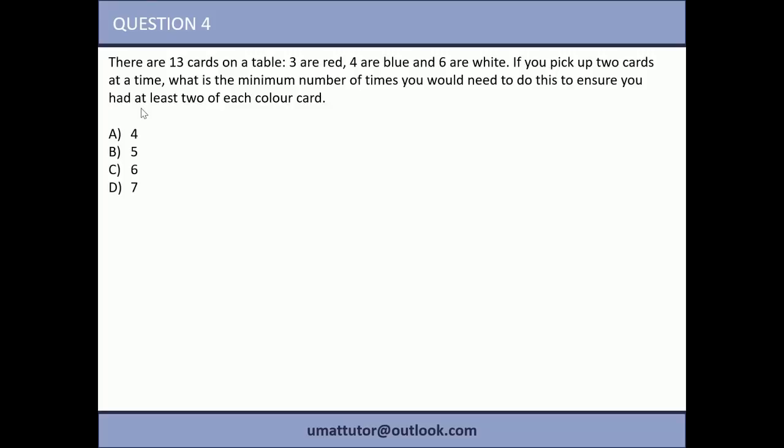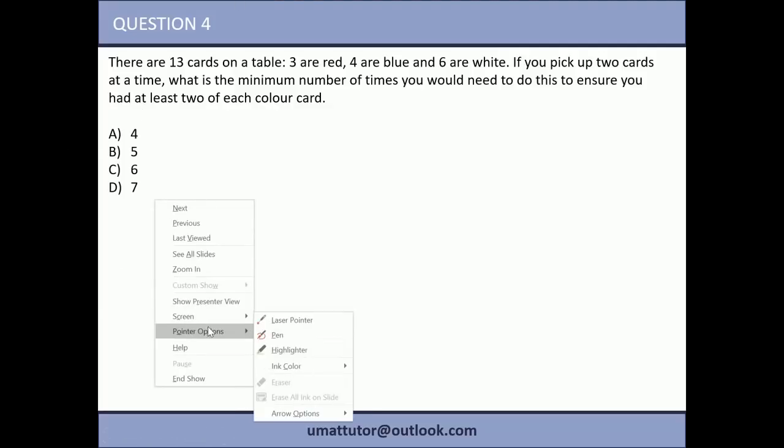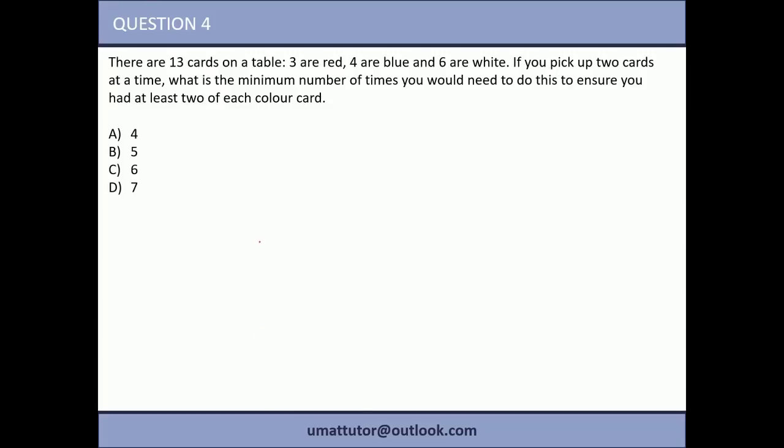Well, I would say it'd be if you pick up a lot of the same color card again and again, because then you just have a lot of one, but you wouldn't have 2 of each color. So that's the process we have to go through here in working it out. I'm just going to sketch up the different cards because I think it always helps in UMAT to visualize what we're dealing with wherever possible. So 3 red, 4 blue, and 6 white.